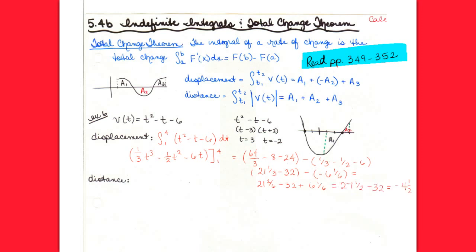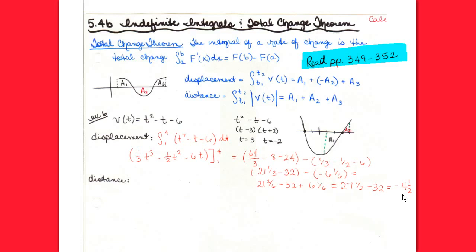And thankfully, we already have a common denominator here. So we can say 21 and 6 is 27. And then 2/6 and 1/6 is 3/6, so 1/2. Minus our 32 is going to give us a negative 4 and 1/2.